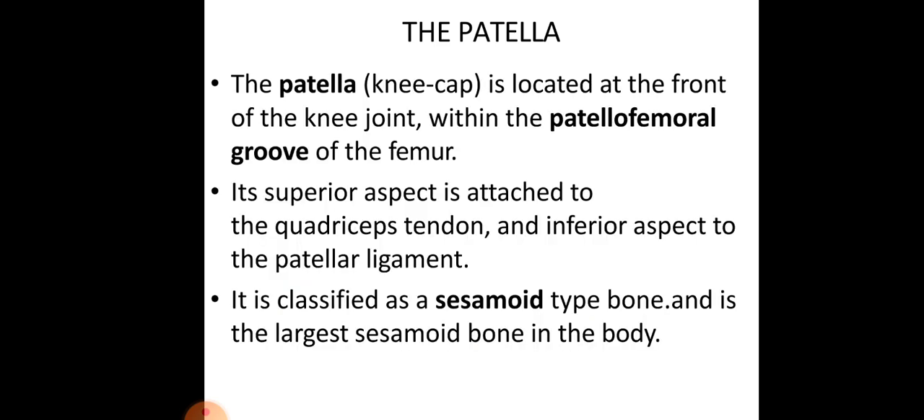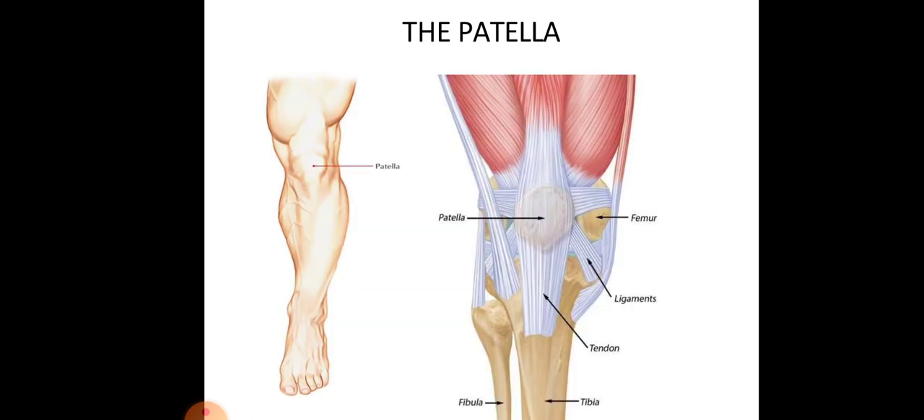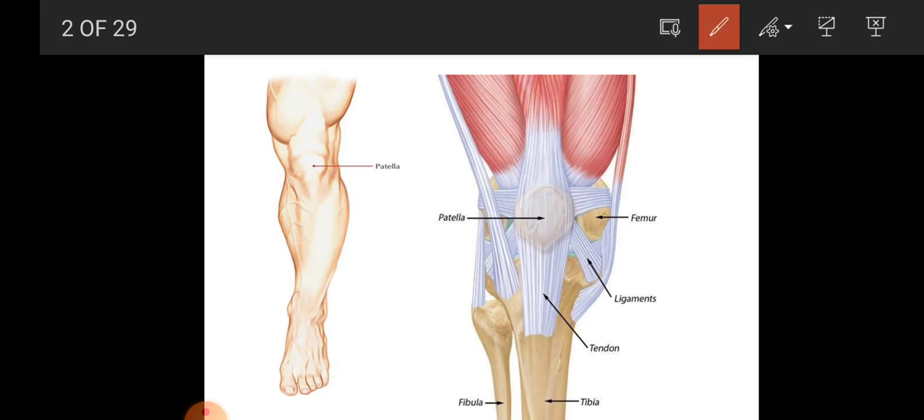Patella, the knee cap, is located at the front of the knee joint within the patellofemoral groove, which is lying on the femur. Its superior aspect is attached to the quadriceps tendon and the inferior aspect is attached to the patellar ligament. So here we can see the superior aspect of the bone. Here lies the attachment of the quadriceps femoris muscle, and at the inferior aspect we have the patellar ligament.